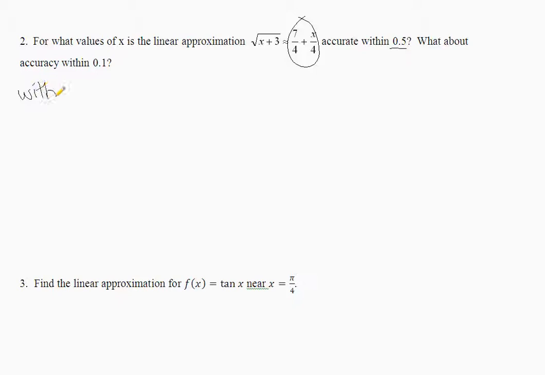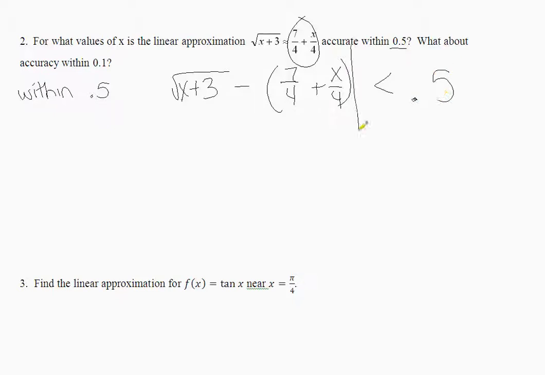We're going to say within 0.5, the difference of the function, which is the square root of x plus 3, minus the approximation. We want the difference of those two to be less than 0.5. And the difference, we're going to do absolute value because I don't care if it's bigger or smaller as long as it's within 0.5. Now you would just go ahead and solve this. You could use your calculator to solve this.